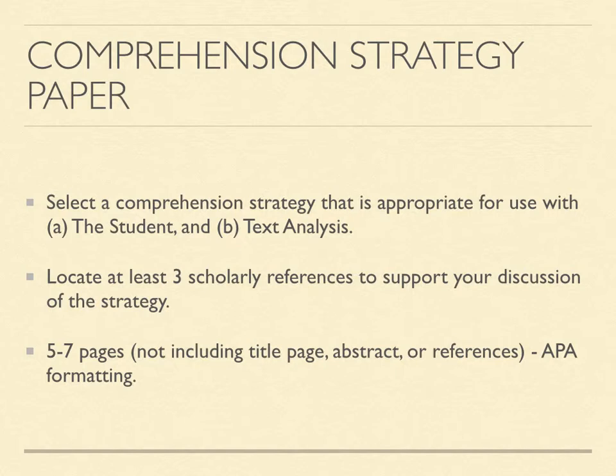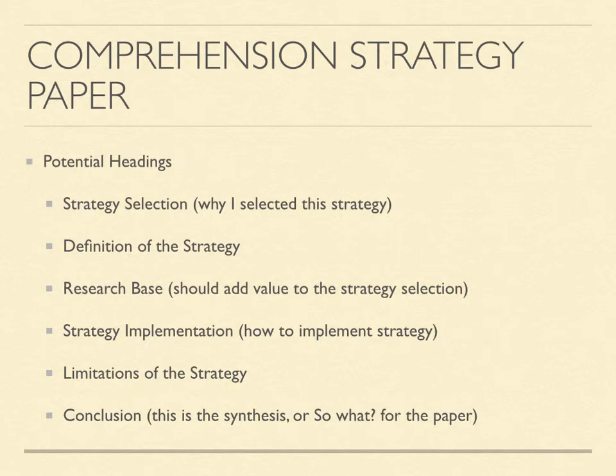The paper is 5 to 7 pages, not including your title page, abstract, or references. So those are separate. But the body of the paper should be no less than 5 pages and no more than 7. So some potential headings for this paper might include the strategy selection, why you selected the strategy, a definition of it. So now that we know what strategies you've chosen, what exactly is that strategy? What does it mean?